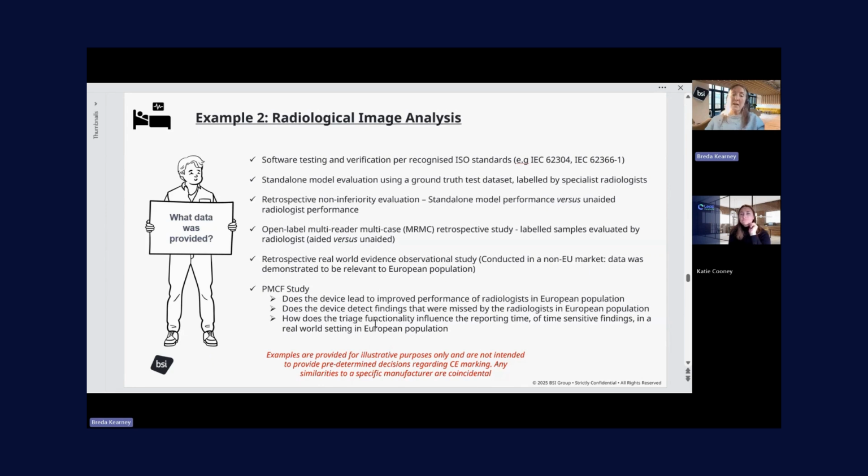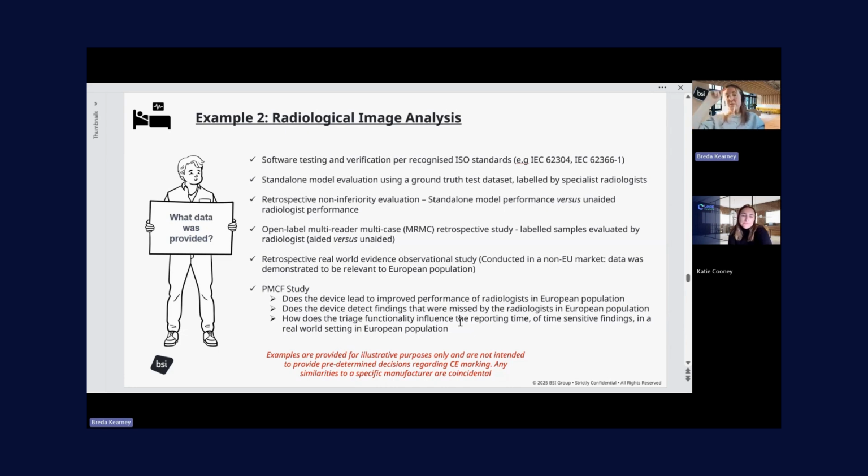And then they had planned to do PMCF studies. So once the device is on the market in Europe, they had studies planned where they wanted to demonstrate that the device leads to improved performance of radiologists when it's in use in Europe, because that's what they had seen in Australia. They wanted to demonstrate the same thing in Europe, that it detects findings that are missed by radiologists, again in the European population, and they wanted to look at the triage functionality, how it influenced the reporting time of time-sensitive findings in a real-world setting in the European population.